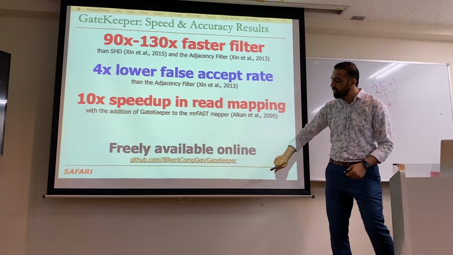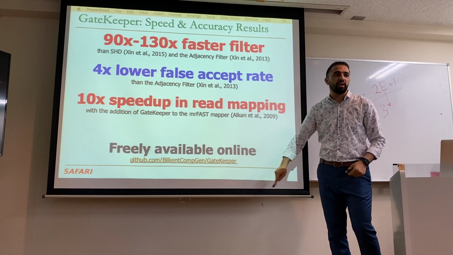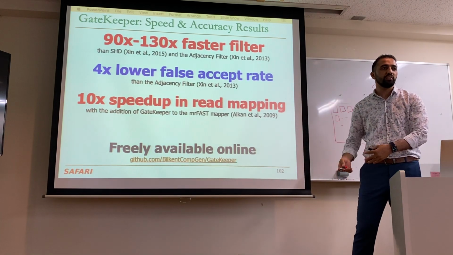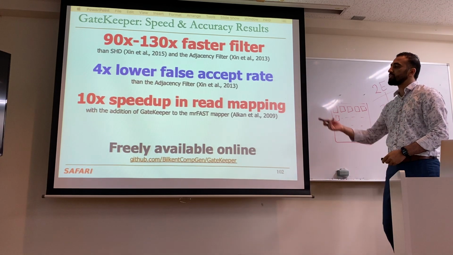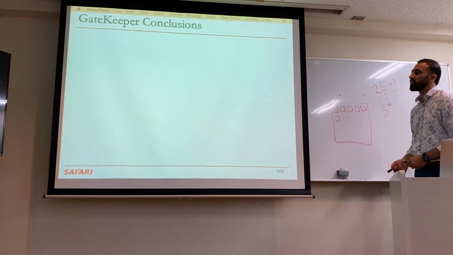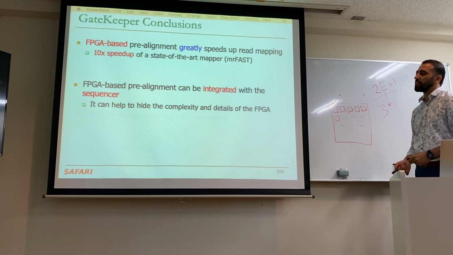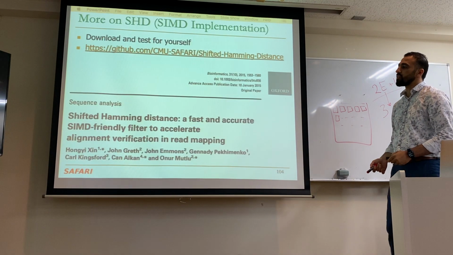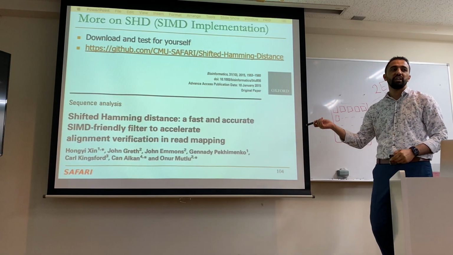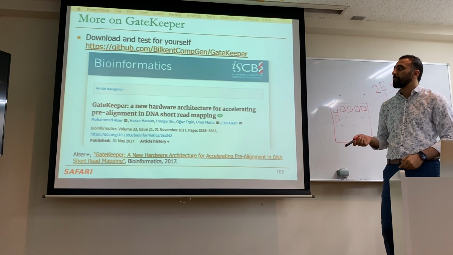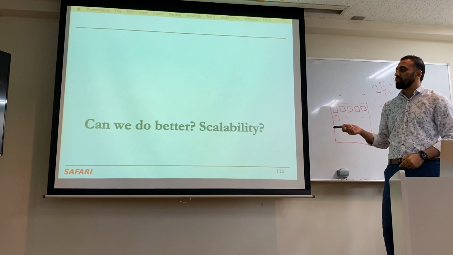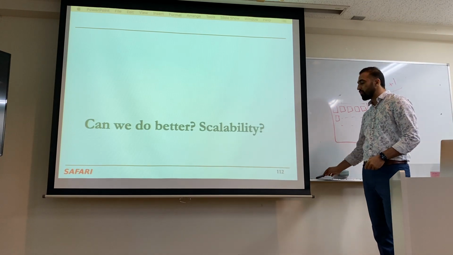But anyway, the source code is published here. You can play with the CPU implementation, with the SIMD implementation, with the FPGA implementation. And these are the results as I presented in the conclusion. And let's skip this. And this is the paper. And this is another implementation of the algorithm, but in SIMD instructions. This is the paper. And now the question is, can we do better?